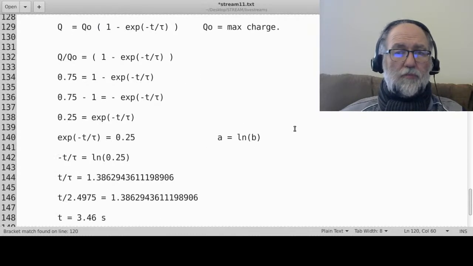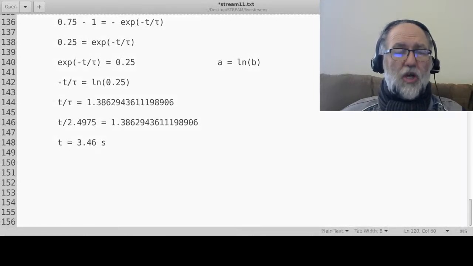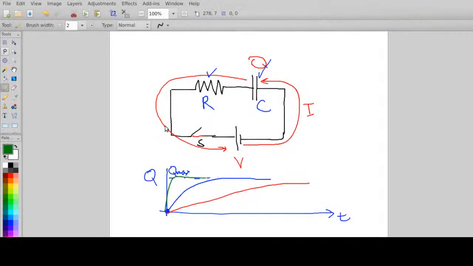What is the maximum charge? For the maximum charge, let me go back to the whiteboard here. You see what's happening: again, the switch is closed. You just keep pushing current on there. Of course, it just keeps building up, building up, building up. Once it builds up, the current eventually stops.